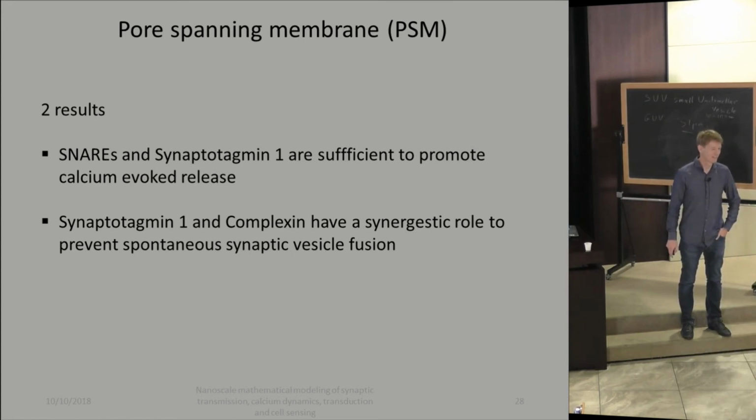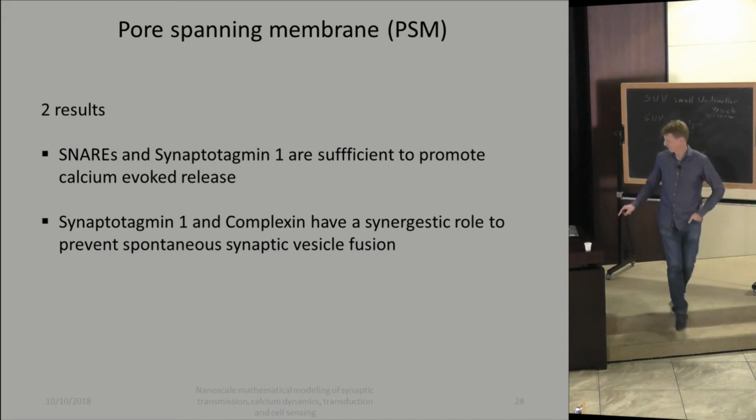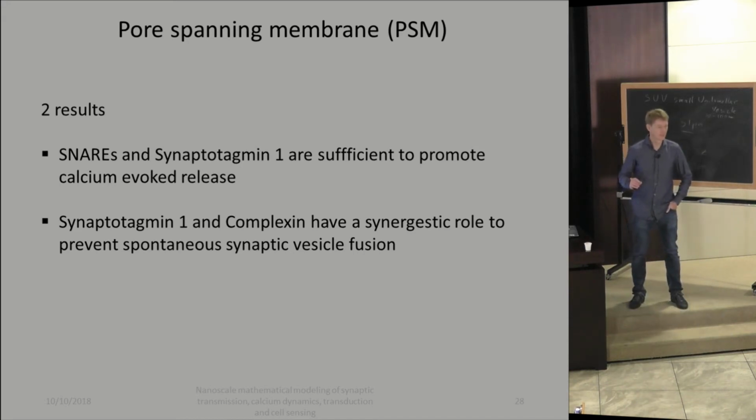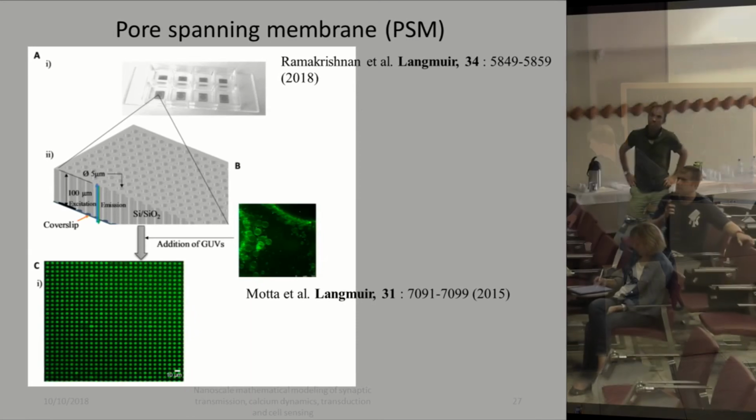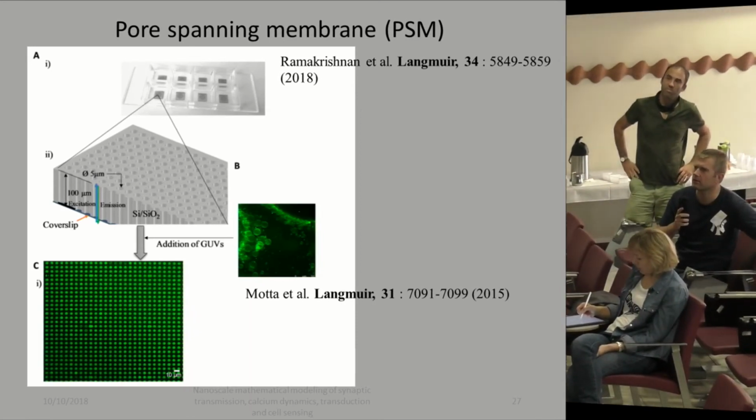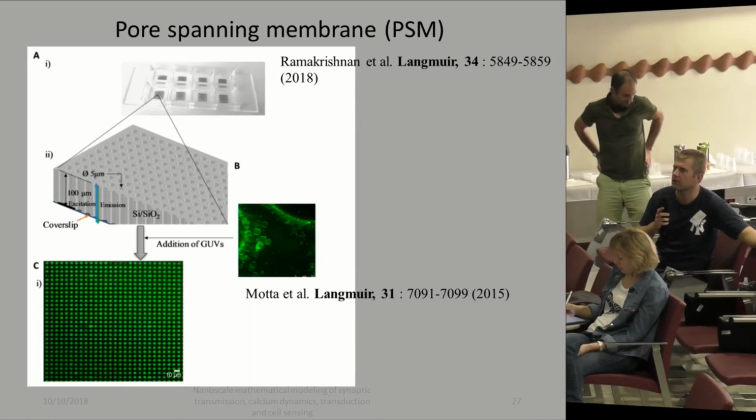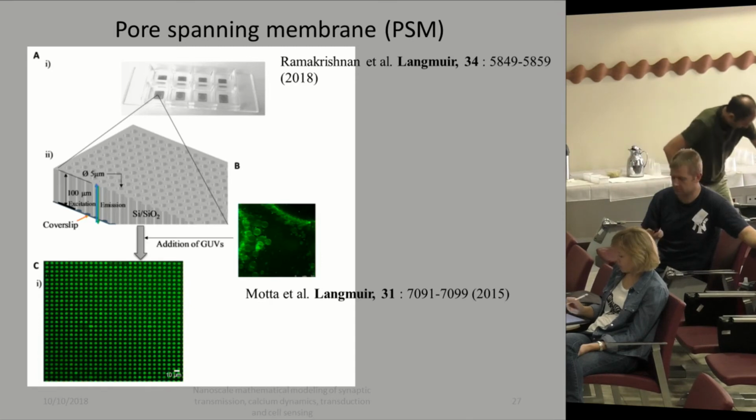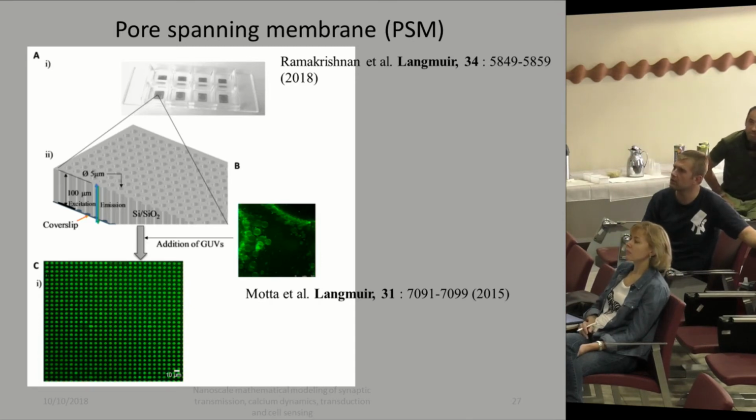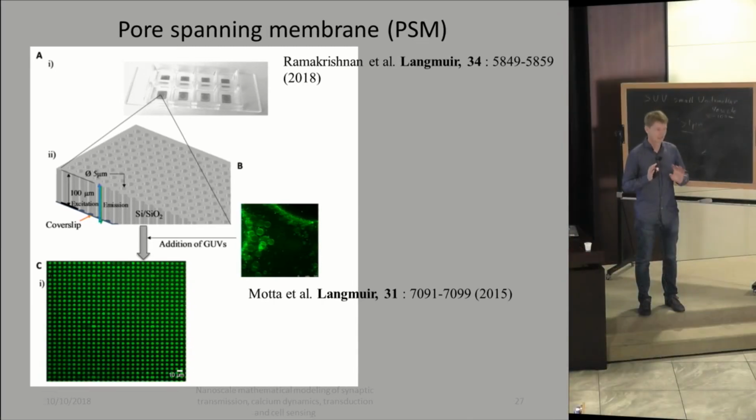Actually, I didn't follow what was the advantage of the first technique compared to this PSM. Okay, I should go back to the first table, but there's a lot of things you cannot do with this. You cannot make it asymmetric. It's more complicated to make asymmetric GUVs, it's not perfect, and you never know how it will end up on the membrane. It could go either way.